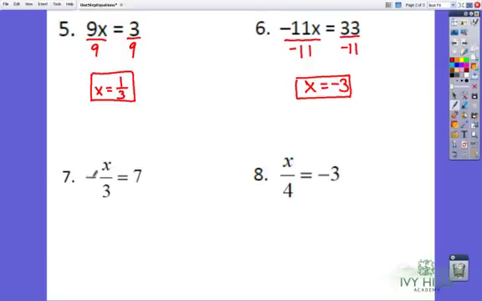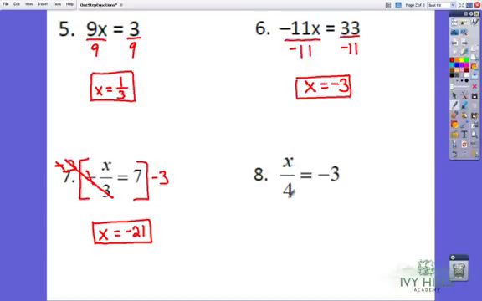Number 7. This is a negative term, and it is going to be x divided by 3. So what I'm going to do this time is I'm trying to undo the divided by. We undo the divided by with multiplication. So I'll multiply both sides by 3, but I'll multiply both sides by negative 3 so that I can get rid of the negative as well. Remember, a negative times a negative is going to leave us with a positive. So the negatives will cancel each other out. The 3's will cancel each other out, and I'll be left with x equals 7 times negative 3, which is negative 21.